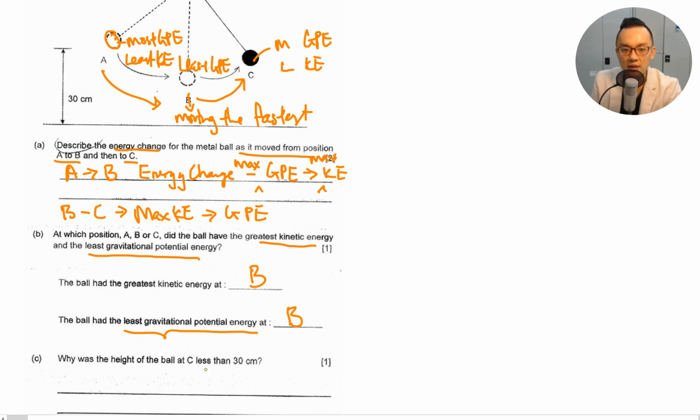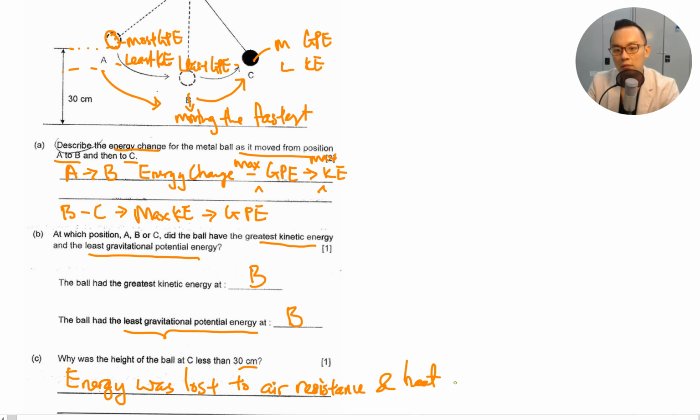Why was the height of the ball at C less than 30 centimeters? So A was at 30 centimeters and C is lower than 30 centimeters because energy was lost to air resistance and heat. And sound, if you want to put it. So you lose energy to overcome air resistance, to produce waste energy like heat and sound.